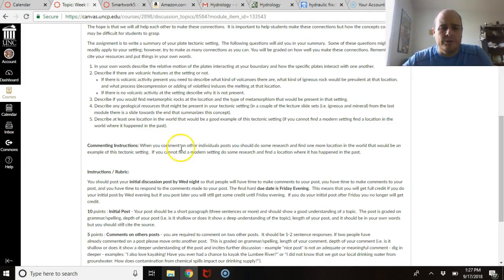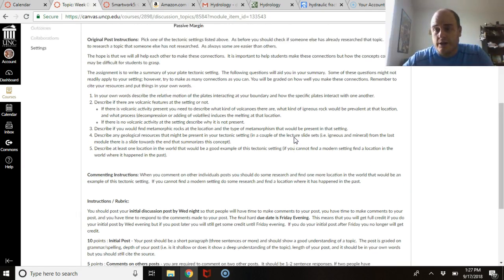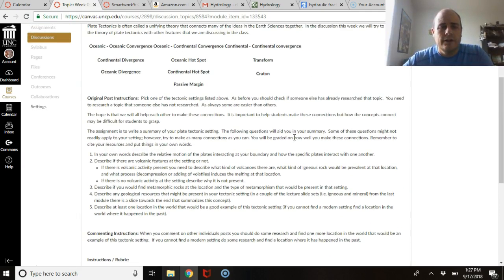Okay, so when you comment on other individuals' posts, you need to do some research and find out one more location in the world where you have an example of the tectonic setting that they're studying. Okay, that's for the other person studying. So each person is going to actually pick one of these different settings: ocean convergent, ocean continental convergent. I need to probably put some spacing in there if I can, so it doesn't look like all one word.